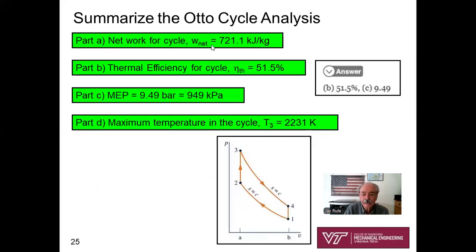So here is our recap of this problem. Net work, just found it. Thermal efficiency, just found it. Mean effective pressure, 9.49 bars. We've got agreement with what the textbook says the answers are. And the maximum temperature in the cycle is 2231 degrees K. We found that first.